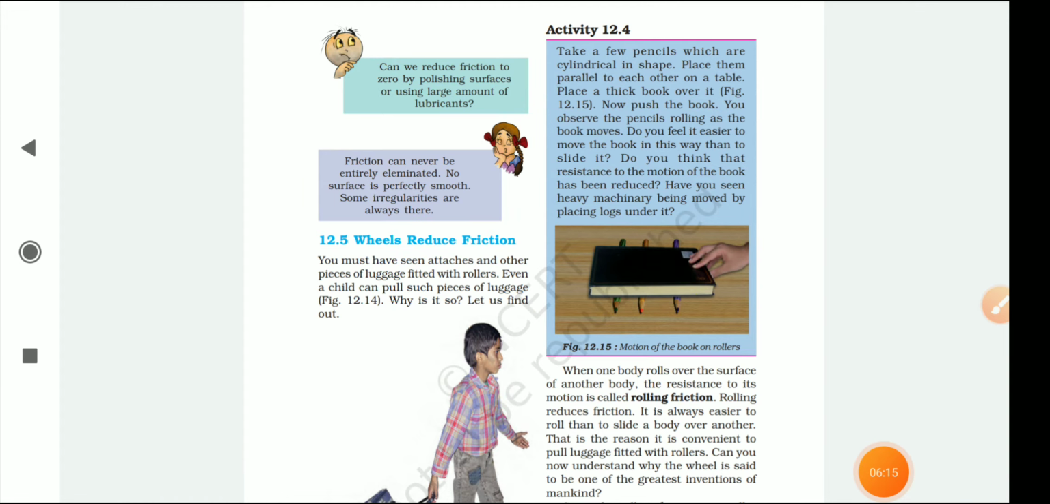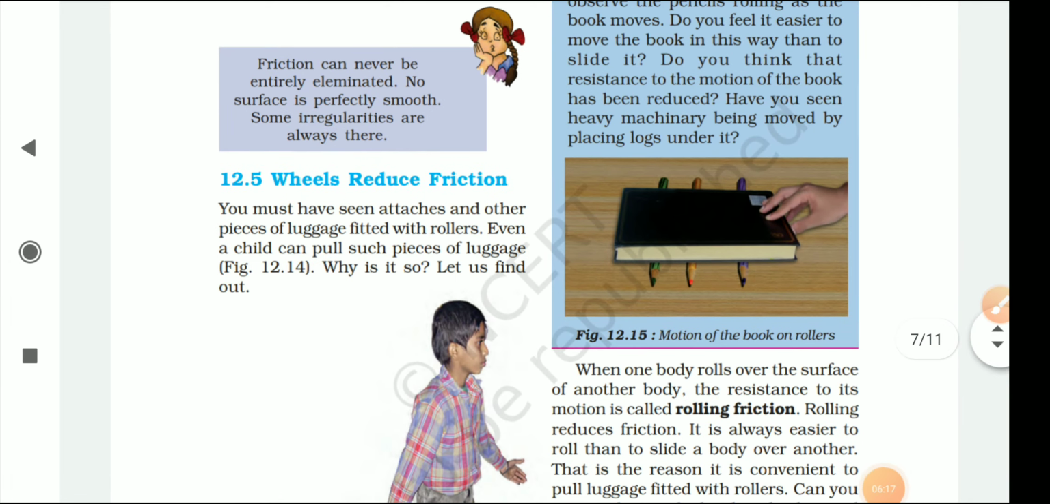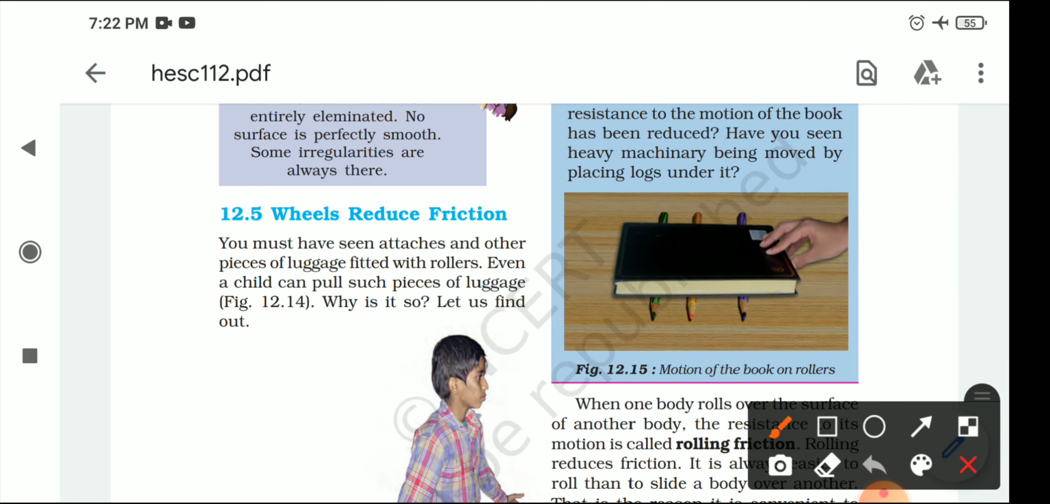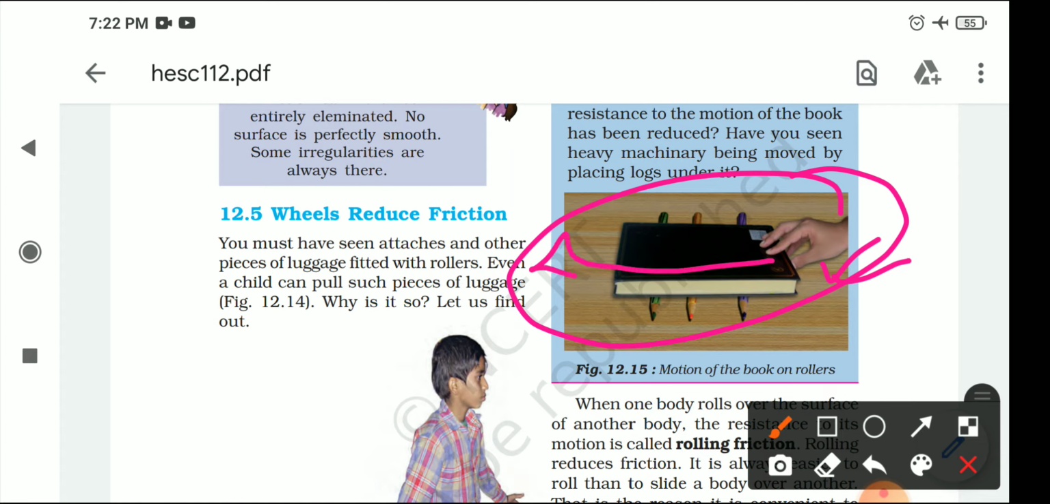If you want, you can do this activity. Just do one thing, take 4 to 5 pencils and keep your book on them, and then apply a little bit of force from one side, and you can see that it is very easy to shift your book from one place to another. You can do this activity at your home. It is a very easy activity, and if you apply a little force, the book can easily roll to the other side. Clear? So definitely it is working like rolling.